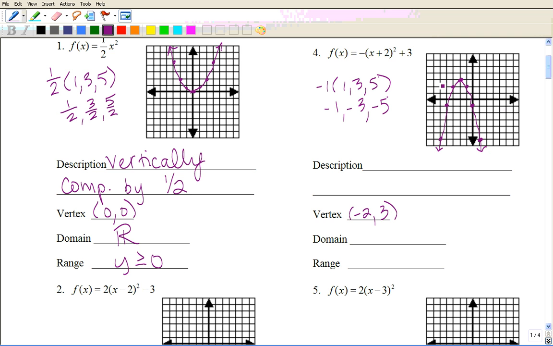Oh well. Okay, so here for the description, it's plus 2, so it went to the left 2. This negative in the front tells us that it was reflected over the x-axis. It got flipped upside down, that's why it's opening down. And then the plus 3 tells us we went up 3. Our domain again is all real numbers, and here the range is y is less than or equal to positive 3.